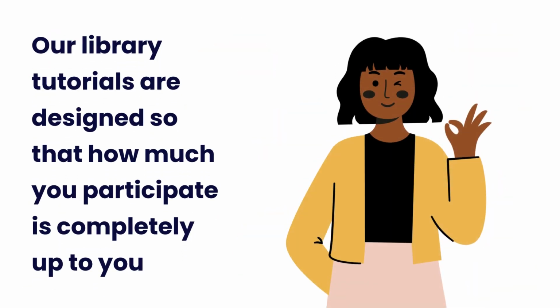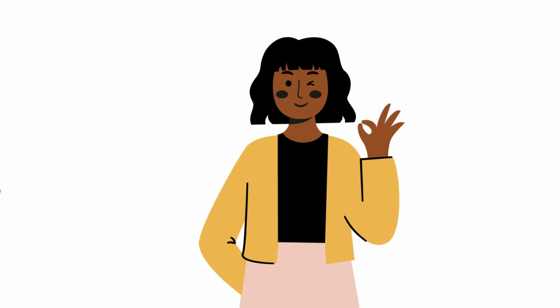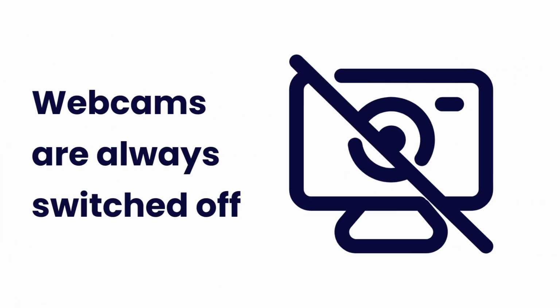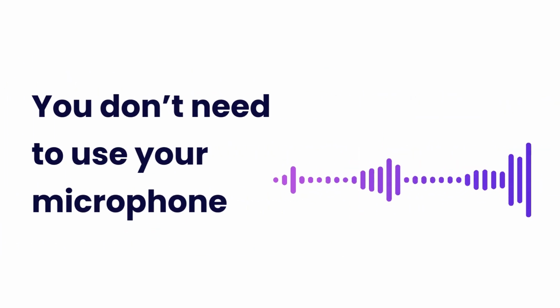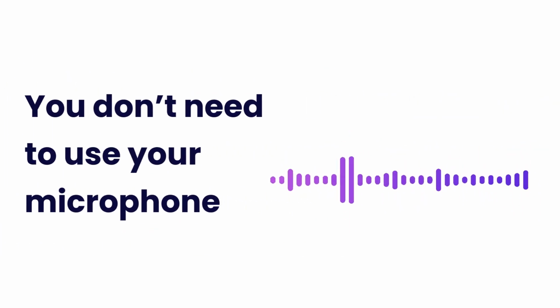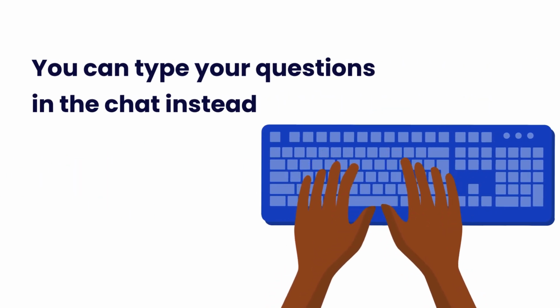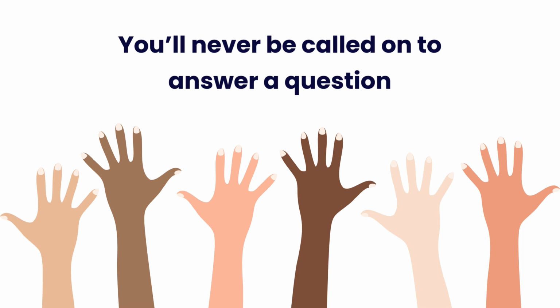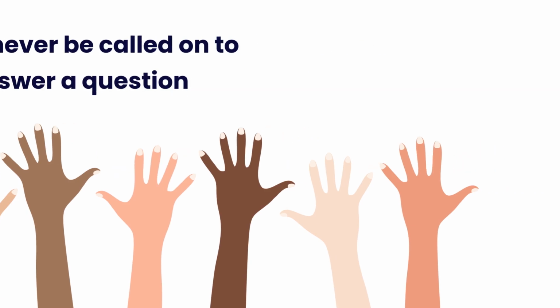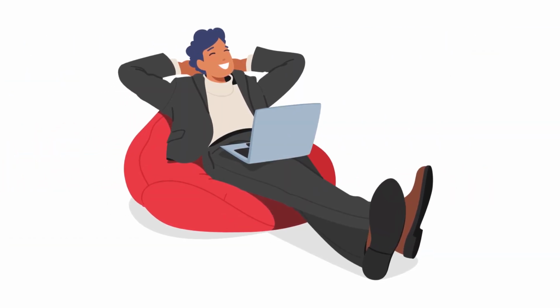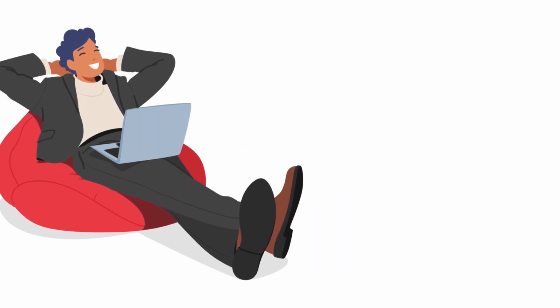Our library tutorials are designed so that how much you participate is completely up to you. Webcams are always switched off. You don't need to use a microphone for library tutorials, but you can if it's easier. If you don't want to use your microphone, you can type your questions in the chat instead. We will also never put you on the spot or call on you to answer a question. We do use polls and ask questions, but if you want to, you can choose to spend the whole tutorial sitting back with your feet up, just watching and listening.